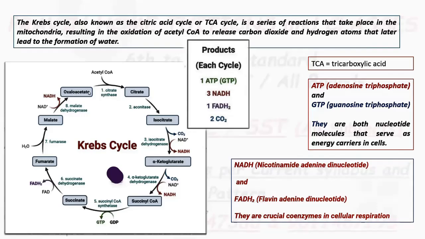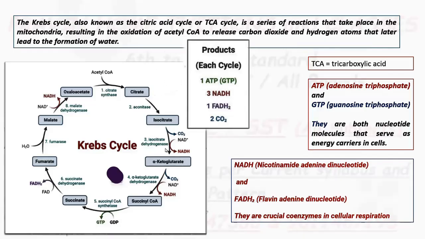And then again oxaloacetate reacts with acetyl coenzyme A and forms citrate. And the process continues. That is the oxidation of acetyl coenzyme A. So this is the Krebs cycle. The Krebs cycle is the oxidation of acetyl coenzyme A to release energy and to release carbon dioxide and hydrogen. Later it is converted into water.